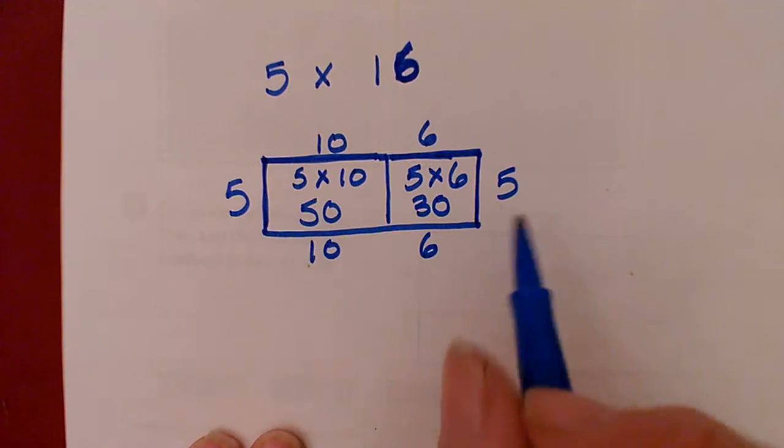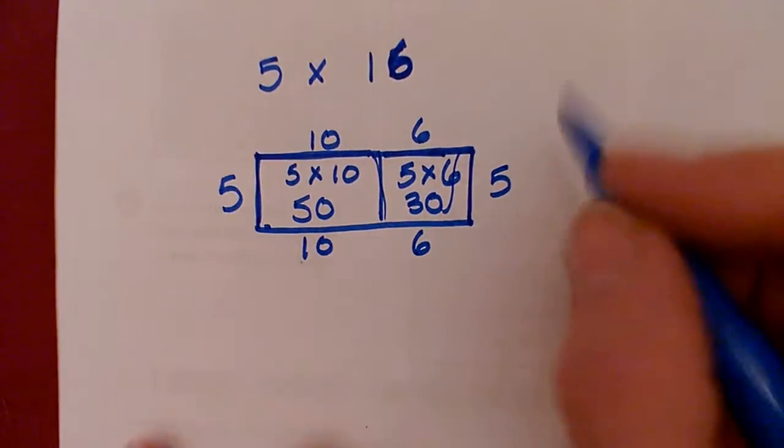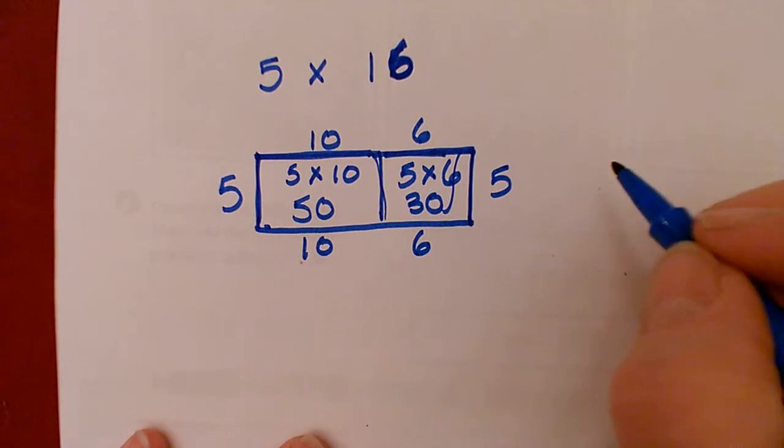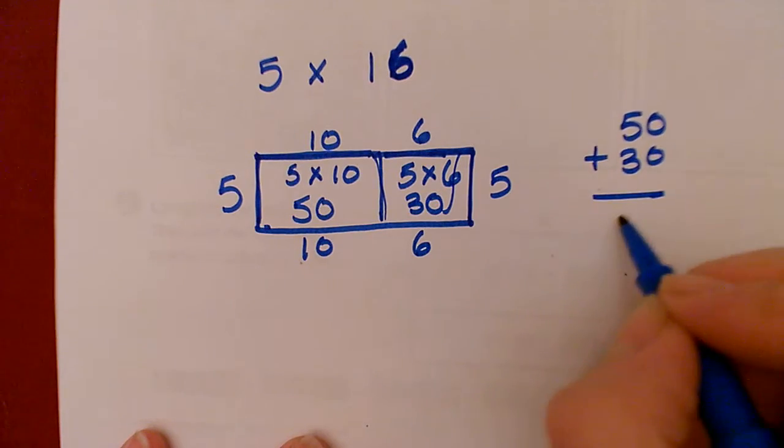And then I just have to add them together, because once I find the area of this one and this one, if I add them together, it's going to give me the area of the whole thing. So I would just have to add 50 plus 30, and I would get 80.